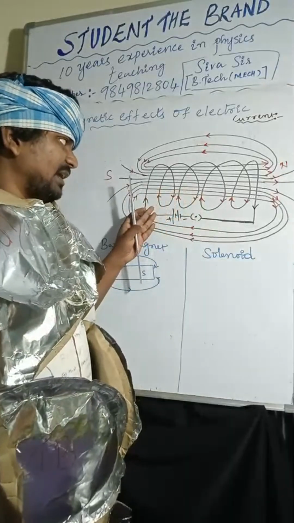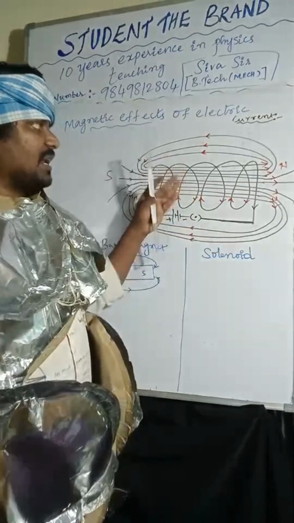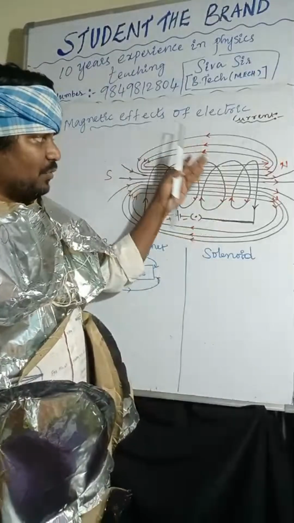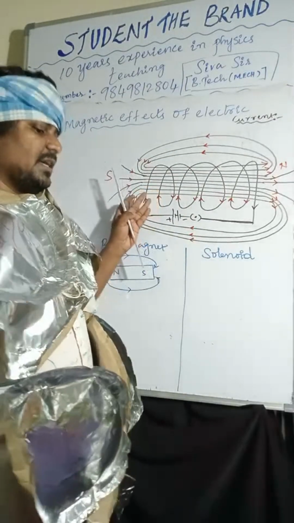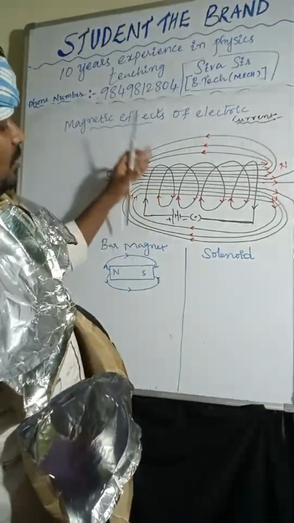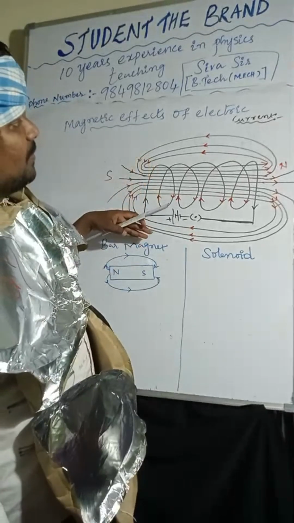So if you increase the current, the magnetic field increases. If you increase the number of turns, the number of loops, then the magnetic field also increases. Yes or no? Magnetic field also increases. This is about the solenoid. This is about the bar magnet.